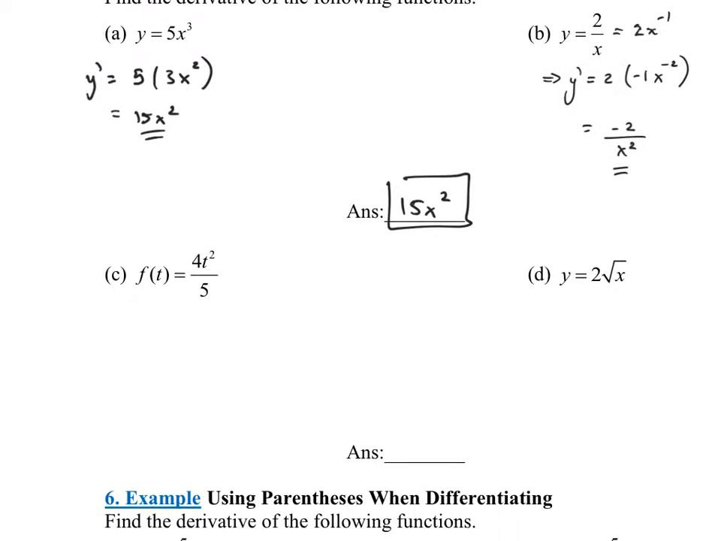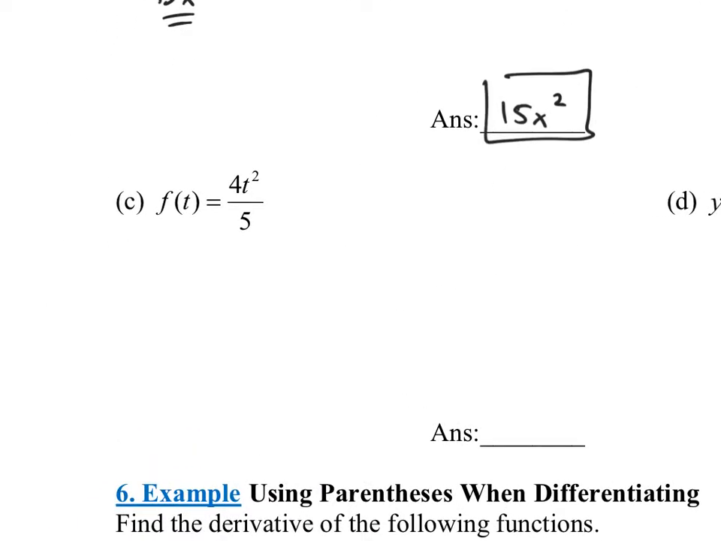Okay, let's go on and look at c. c is f of t equals 4t squared over 5. What you really want to see this as is 4/5 times t squared. Right, it is just a constant multiple. This isn't a fraction. It is just a constant multiple. So we can use the constant multiple rule and the power rule together. The derivative of this would then be 4/5 times the derivative of t squared. Well, that would be 2t to the 2 minus 1, which is just 1. So the derivative of t squared is simply 2t in simplified form.